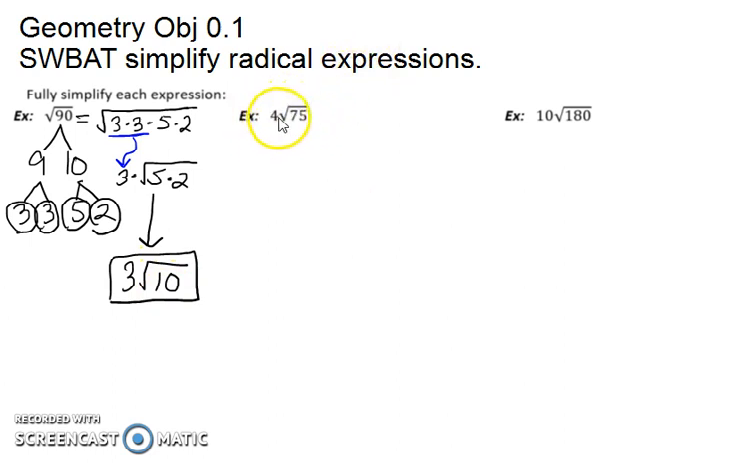Next example has a 4 out front. There's really not much different about that except that that 4 is just hanging around. The first example had a 1 out front. We just didn't really need to think about it. So we will still look at 75 and break it down. You can break it down however you want. I see 3 times 25, and then 25 keeps breaking down into 5 times 5, and those are the ends of the branches. Those are all the prime factorization.